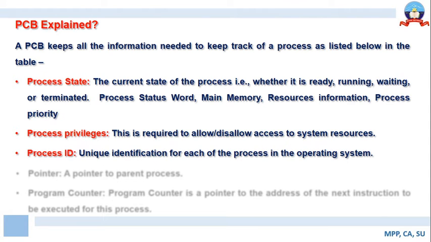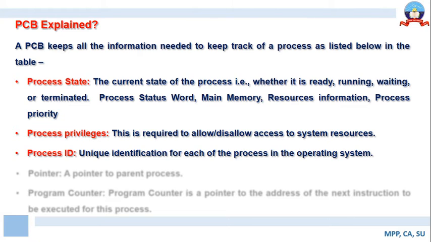Now the next one is process ID. Process ID is a unique identification number that is associated with each and every process by the operating system. This process ID is associated with the process in order to enable proper monitoring of the process.